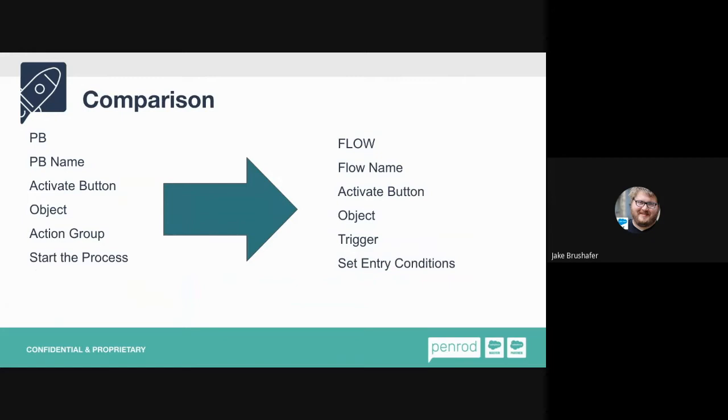So, some simple comparisons between process builders and flows. They both have a name, they both have an activate button, they both specify the object. The action group, that's the little blue diamond, that's your criteria, whereas in a flow, you can set that in the trigger. You can also just call all the records, not an ideal practice, but then filter things later on. You can also start the process and set entry criteria as well. So they're very similar in that aspect.